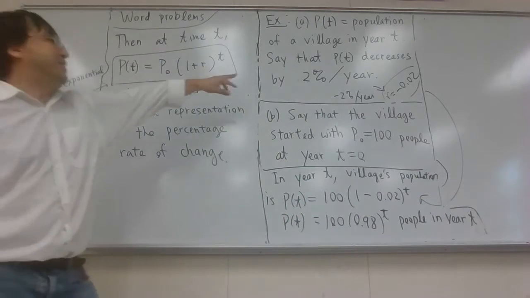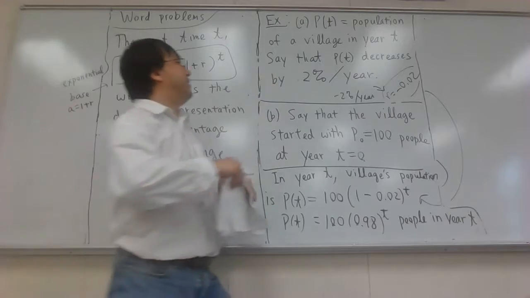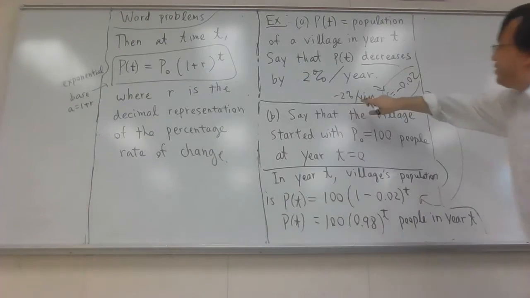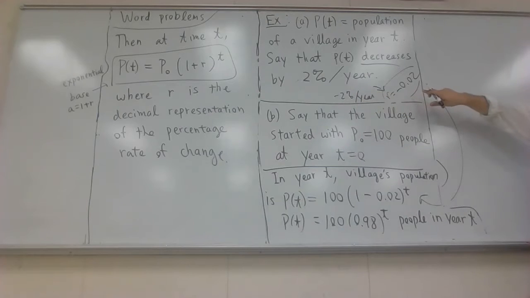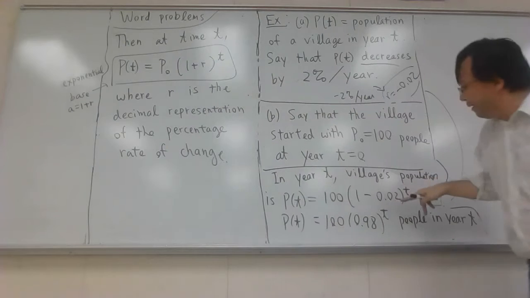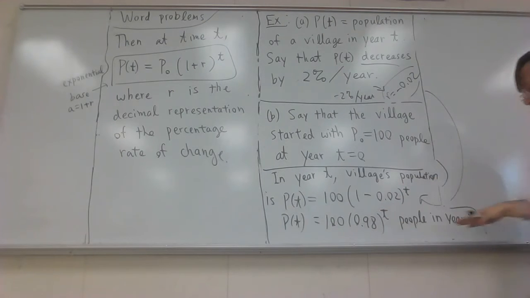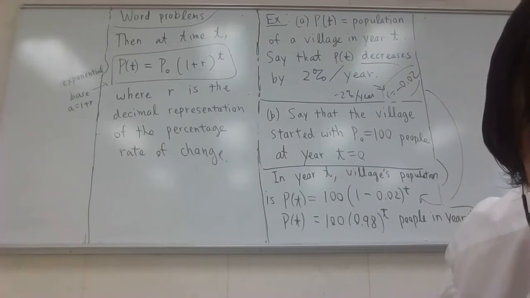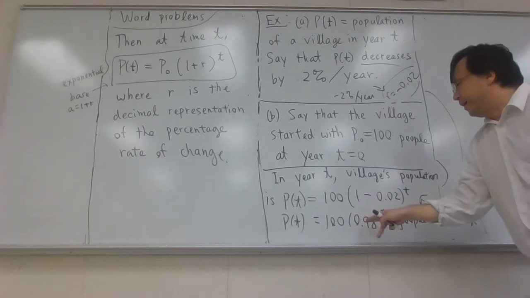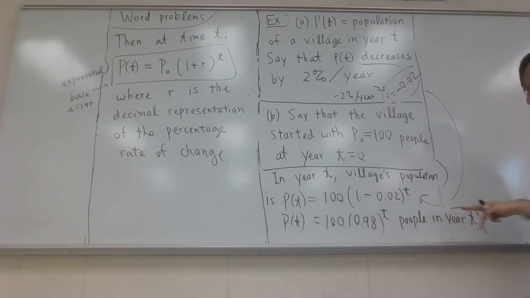Okay, because it's decreasing. It's going down by 2% per year, right? So the decimal representation of minus 2% is minus 0.02. So that's what you should be putting into the r, minus 0.02. So it's this many people in year t. Is it clear? Okay, so 100 times 0.98 to the power of t people in year t. Okay, and don't forget the units. For word problems, you should always have units.